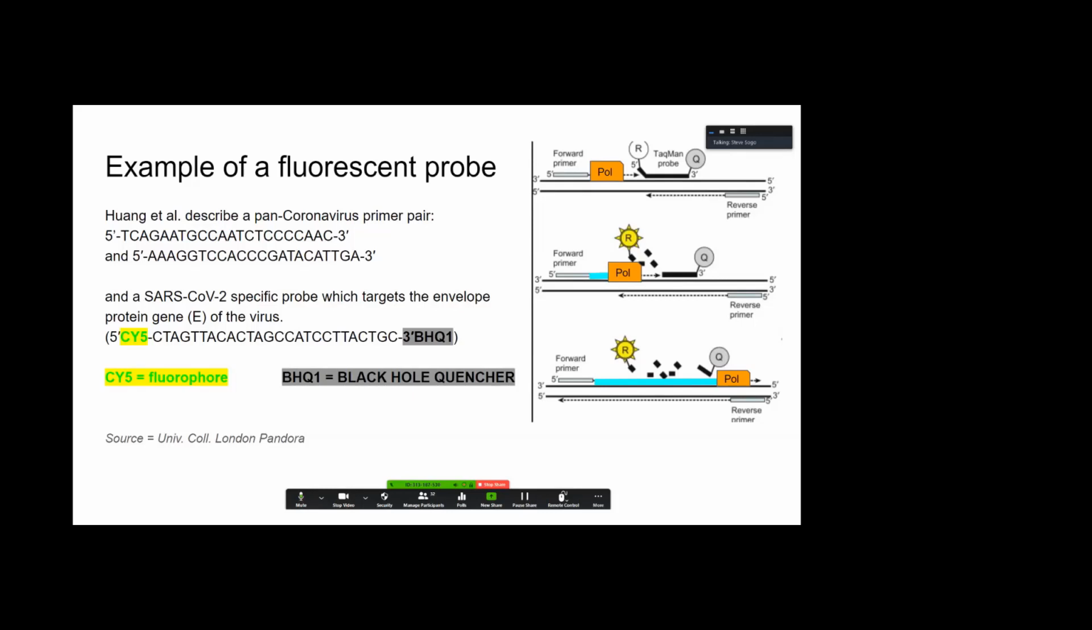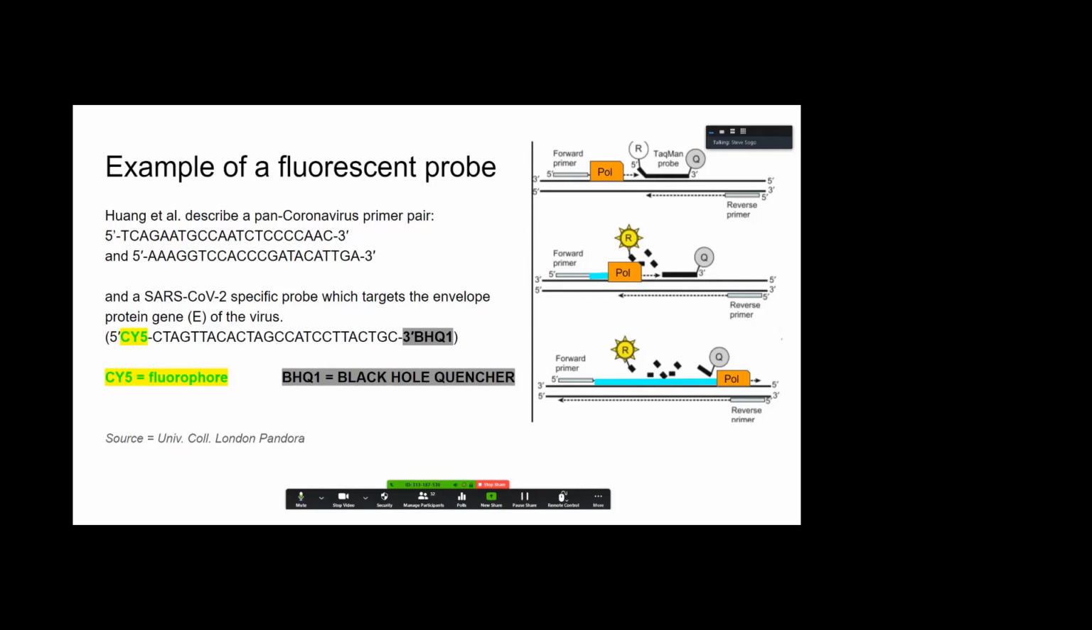This graphic will look very familiar to those of you who worked on the peptide project. There's the sun and there's the cloud. And originally they are linked together at the two ends of this DNA primer sequence. The one that glows, I highlighted in green and yellow, and that's the sun here. And the cloud is the black hole quencher. That's what BHQ stands for. That's Q in the cartoon.